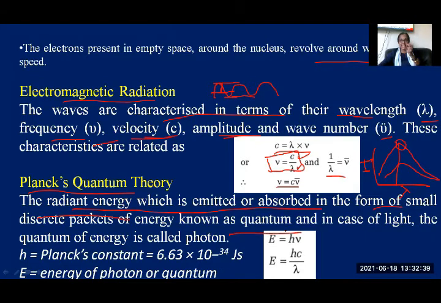The discrete packets of energy are known as the quantum, or in case of light it is called the photon. The energy of every photon is equal to E equal to h nu, or E is equal to h c by lambda, where h is Planck's constant and E is the energy of the photon or the quantum. So this theory was developed later.